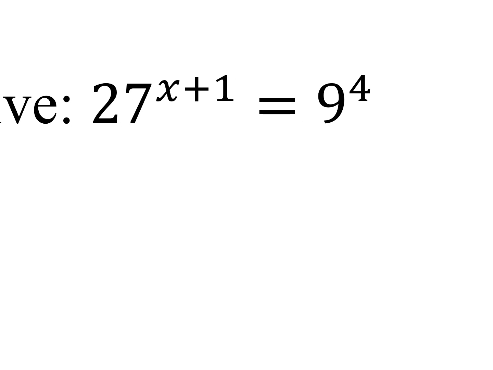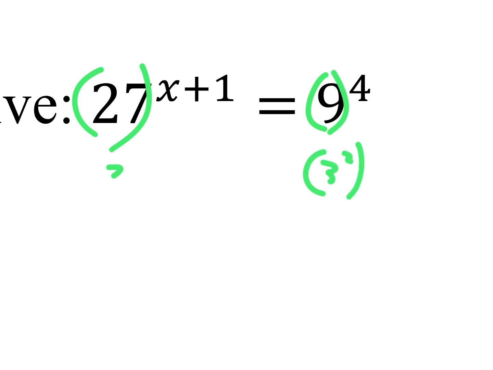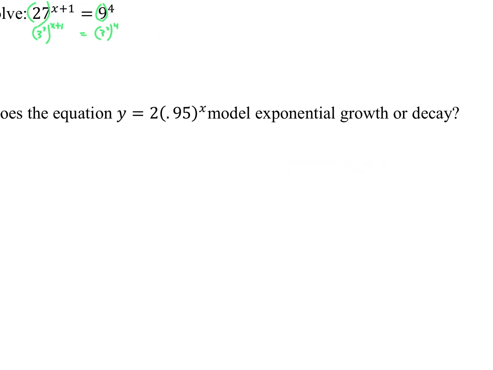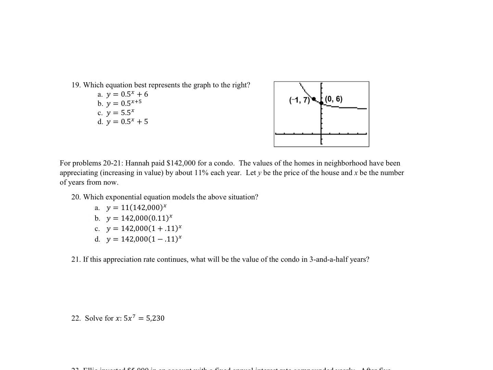All right. How about this? Do you remember the kind where you get the bases the same? Wouldn't it be awesome if both of these had a base of 3? You could do that, couldn't you? This could be 3 squared, and this could be 3 to the third. And then they still have their powers. All right. Is this exponential growth or decay? Oh, that's too easy. All right, on to the next page.